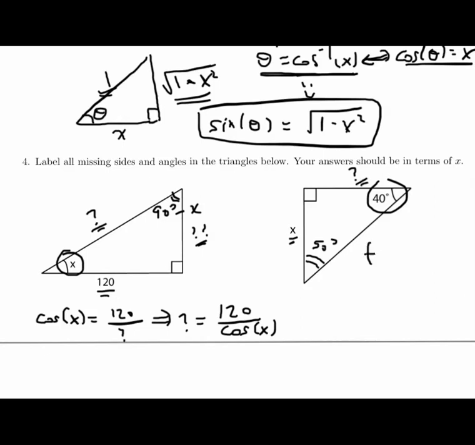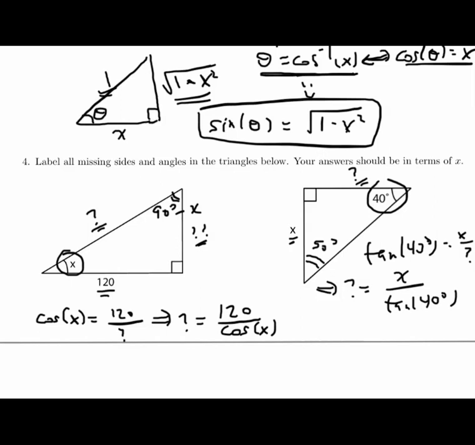For this 40-degree angle, the x is the opposite side and the question mark is the adjacent side. And so I know that the tangent of 40 degrees should be the ratio of the opposite side, x, to the adjacent side, the unknown. And again, if I solve this equation for the unknown side, then I'll find that the missing side is x divided by the tangent of 40 degrees.